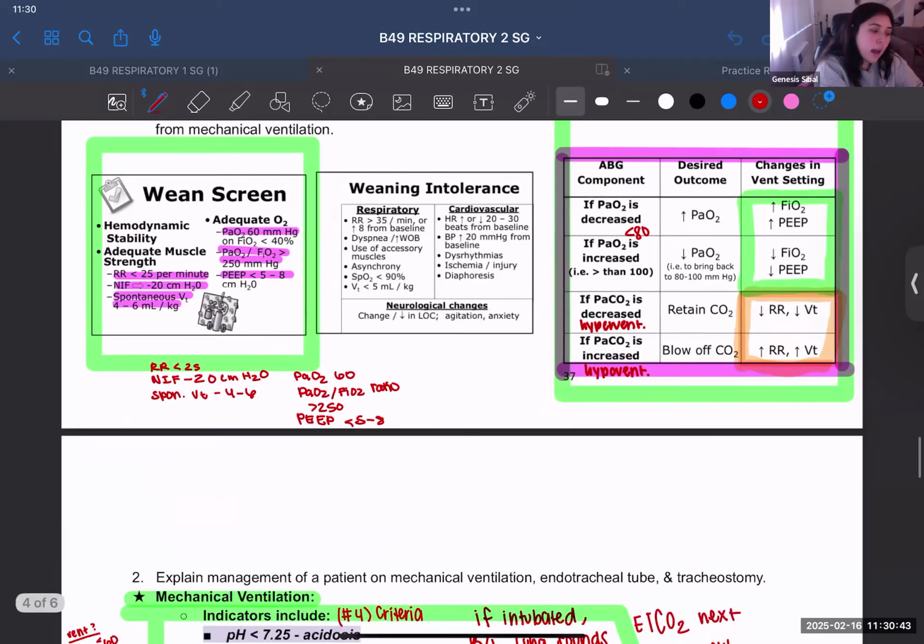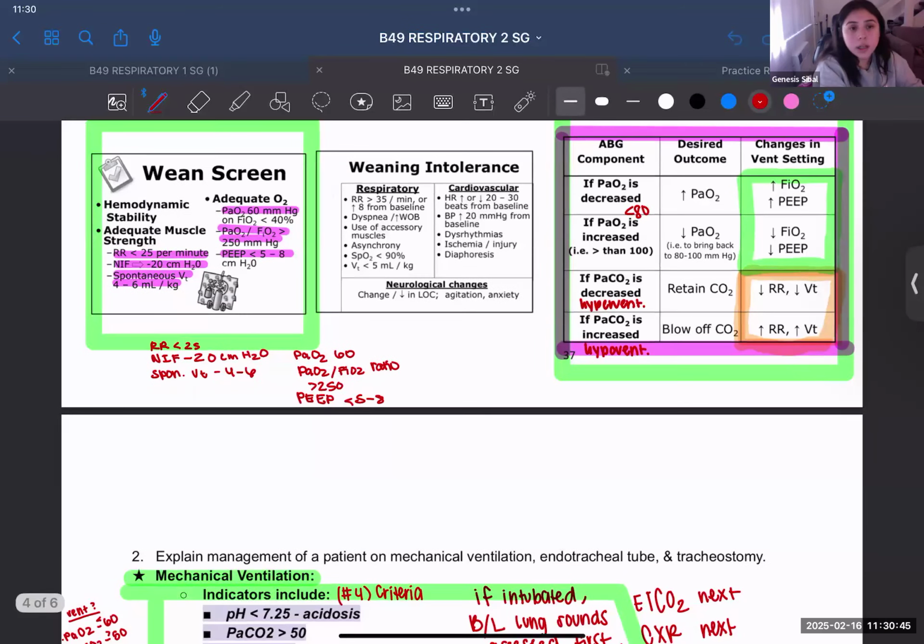So that's how you think about that. She won't ask that, but that's how you think about it in a real life setting. As for the wean screen, she told us to know that, but she did not ask us anything about that. I'm going to be so for real, I feel like that's just straight up memorizing those values. So if you have to memorize those things, go for it.